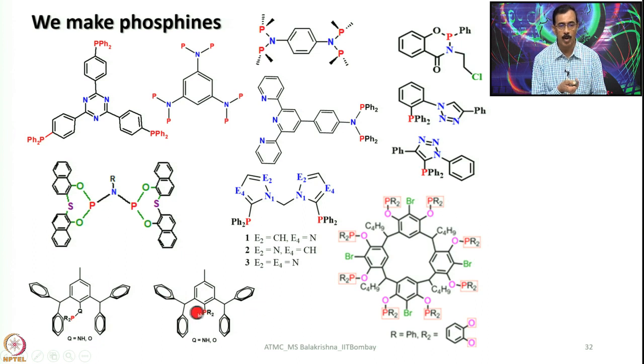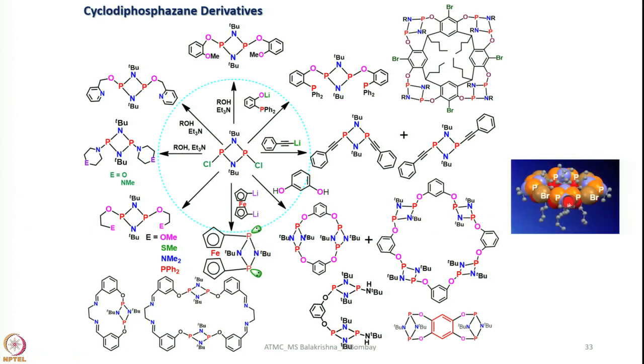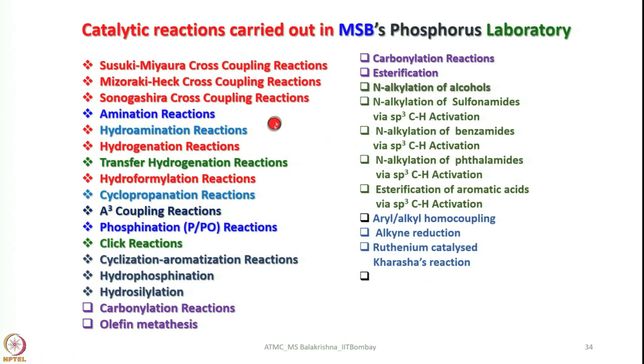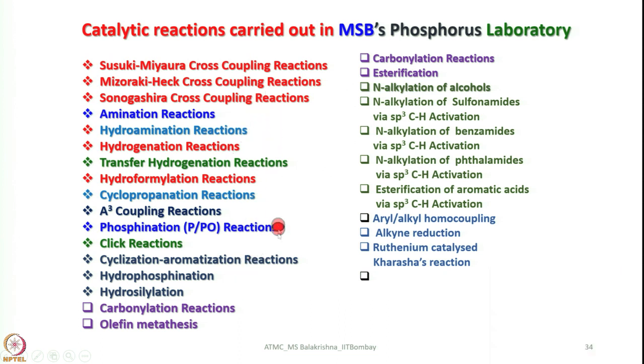They show interesting properties. These are some very interesting phosphines generated from cyclodiphosphazane. You can see they have different structural features. Some of them are macrocycles, and you can see we have as many as 8 phosphorus atoms. This is a ferrocene based one that shows very interesting chemistry, and this is the one I have shown here. It has a structure like this, and using these phosphines we have been carrying out a lot of catalytic reactions. Most of the catalytic reactions we perform are listed here. You can go through them whenever you get time.